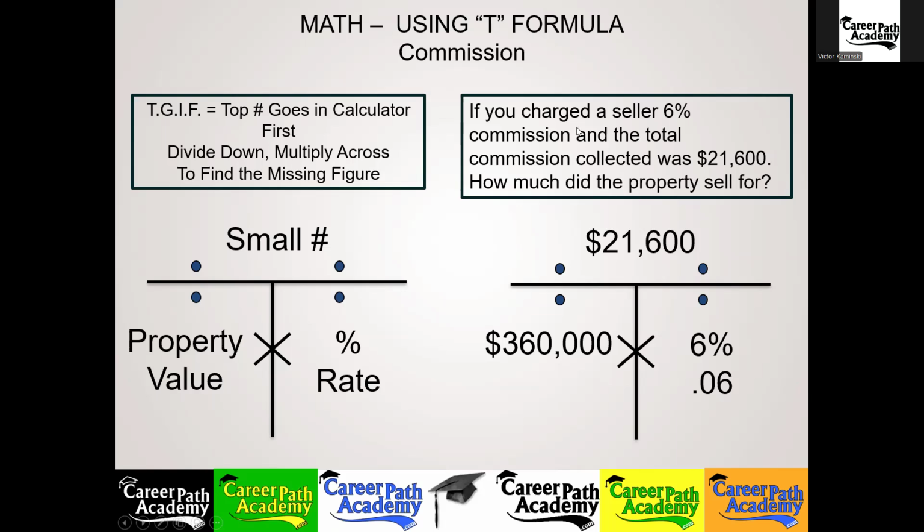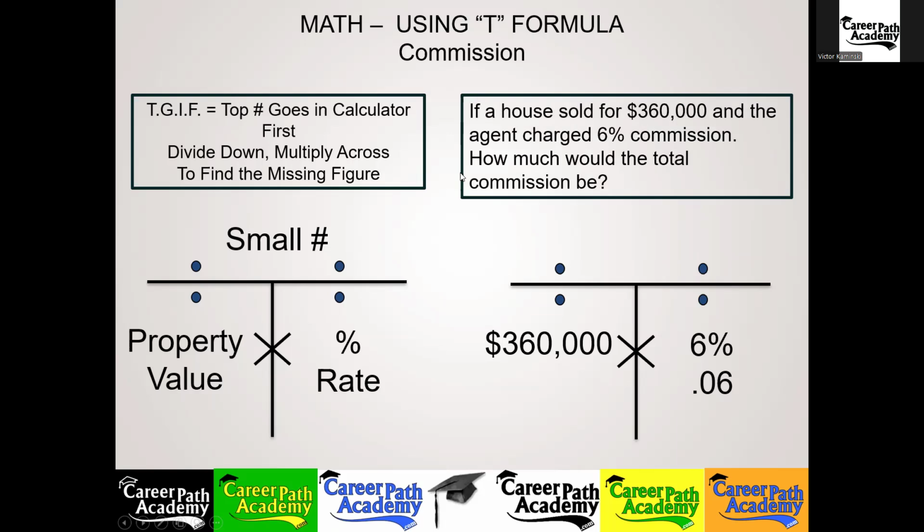Now let's give another question using the same problem. If the house sold for $360,000 and the agent charged 6% commission, how much would the total commission be? Well, plug them into the T formula, the large number and the rate. You multiply across to figure out that one. And that's pretty easy to figure out your commission. And you get? 21.6. There you go.